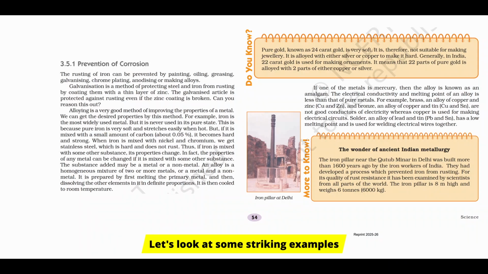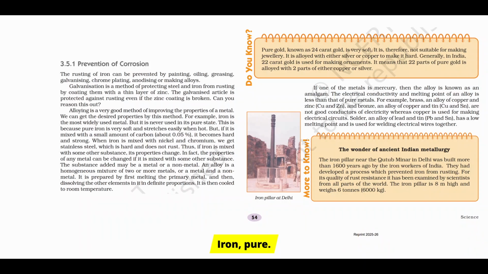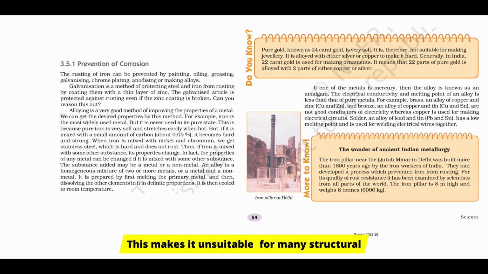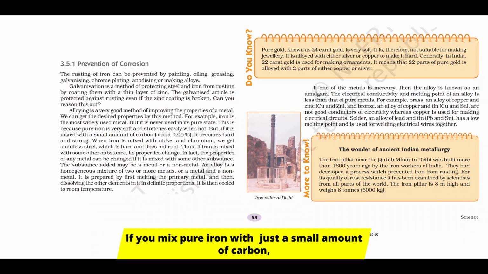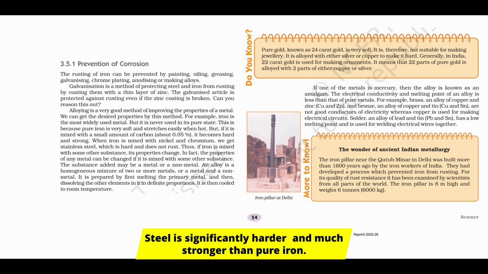Let's look at some striking examples of improved properties through alloying, especially related to iron. Iron, pure. Pure iron on its own is actually quite soft and tends to stretch easily, especially when hot. This makes it unsuitable for many structural applications where strength is needed. Steel. If you mix pure iron with just a small amount of carbon, typically less than 1.5%, often around 0.05% to 1%, the resulting alloy is steel. Steel is significantly harder and much stronger than pure iron. This transformation is why steel, not pure iron, is the backbone of modern construction and engineering.